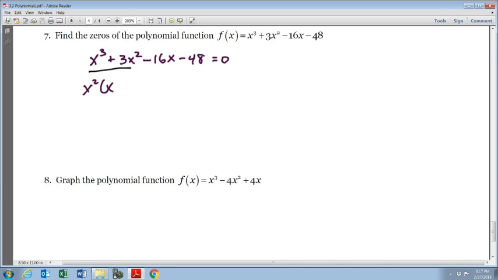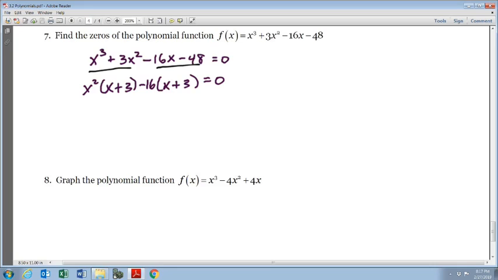X squared times x gives you x cubed, and x squared times 3 gives you the 3x squared. When we factor these two terms, we're expecting to get an x plus 3 factor, and in fact, negative 16 times x gives you the negative 16x, and negative 16 times 3 gives you the minus 48. So that does work. So that's equal to 0.